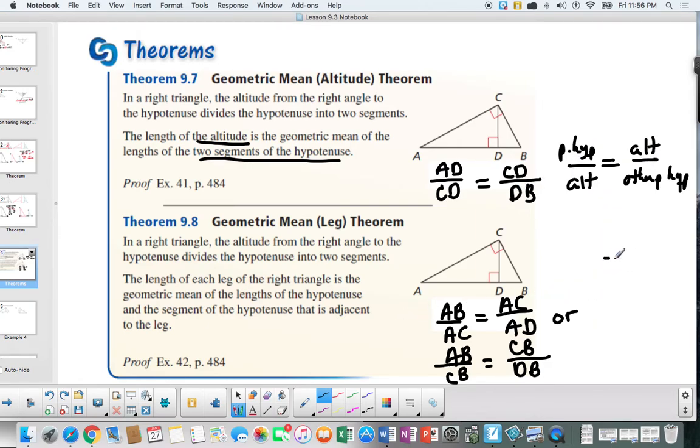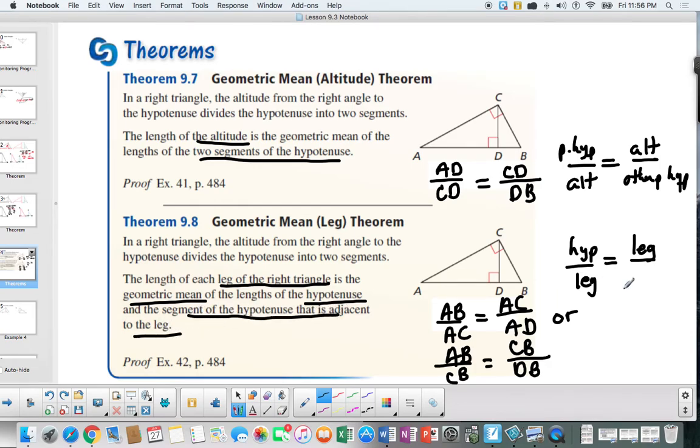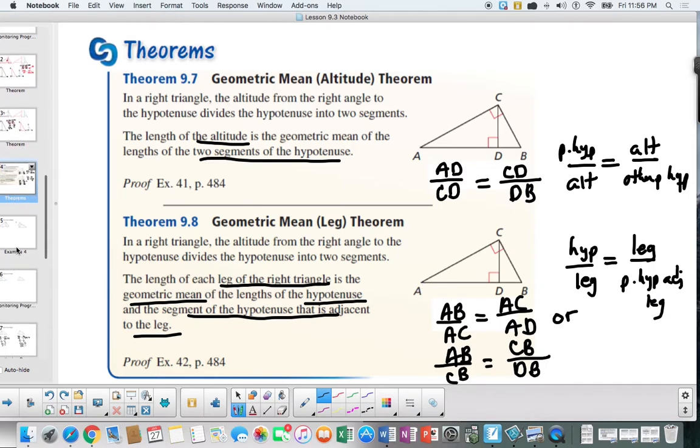Now the other theorem that we just looked at was the length of the leg of a right triangle. So is the geometric mean. So I'm going to put the leg along a diagonal. It doesn't matter whether it's this diagonal or this one. And it's the geometric mean of the hypotenuse of the big triangle and the segment of the hypotenuse adjacent to the leg. So part of the hypotenuse adjacent to the leg. So these are the two theorems we need to utilize to find unknowns.